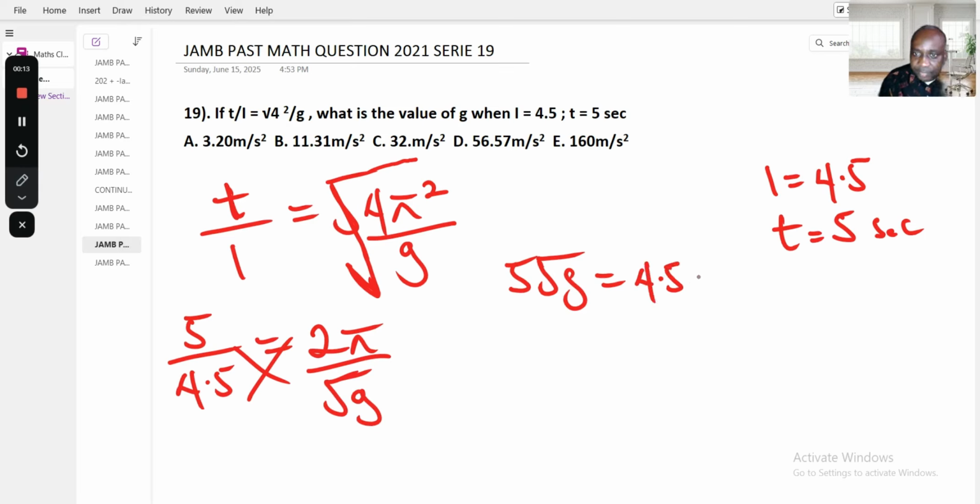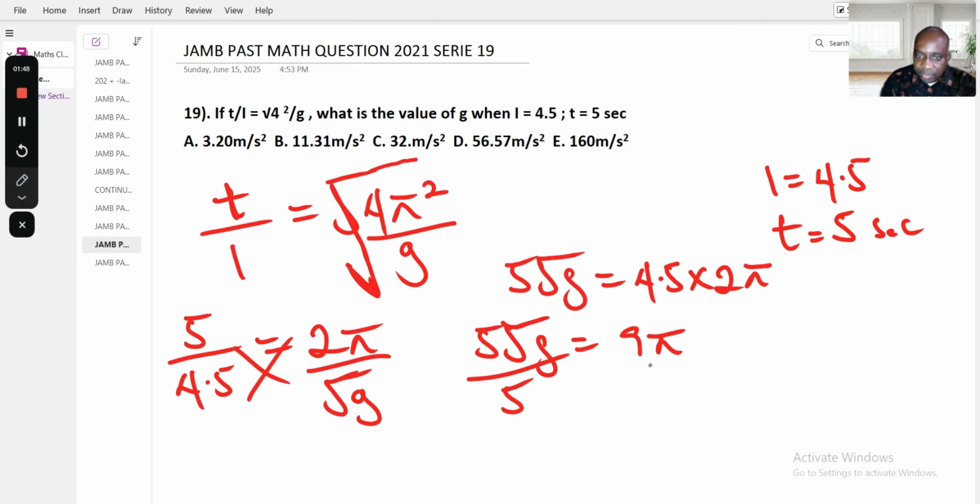4.5 multiplied by 2 pi. So g equals 2 times, yes, this one is going to give us 9 theta. Now let's divide both sides by the coefficient of g, because we want to substitute for g. Divide both sides by 5. Here 1, here 1. What are we going to have here?